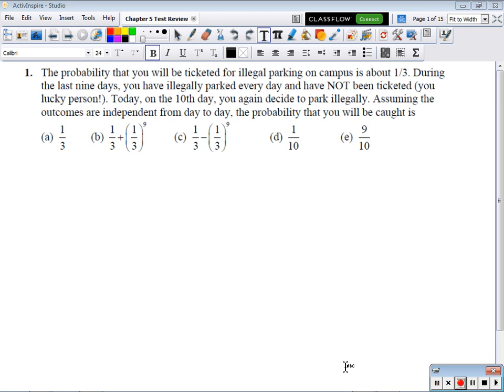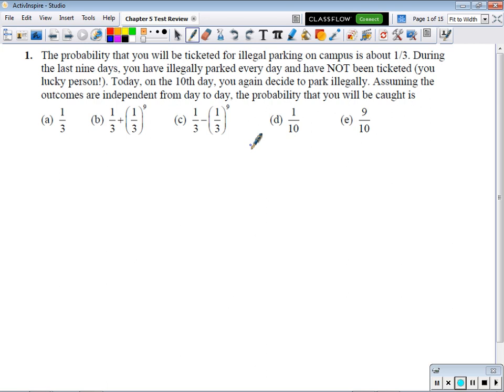So just keep in mind with the whole business of the probabilities being independent, that your probability of getting ticketed on the 10th day really has no bearing on what happened during the first 9 days. So if the probability that you'll be ticketed on any given day is 1/3, well then the probability that you will be ticketed on the 10th day is also 1/3, because what happens in those first 9 days is not going to impact what happens on the 10th day. So that's the answer for number one.